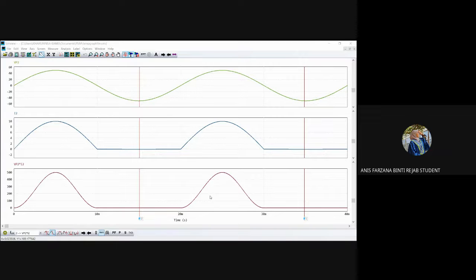During the negative cycle, the output current will become 0, like what we see at I2. The graph for power is the same as the current, it has the same shape.